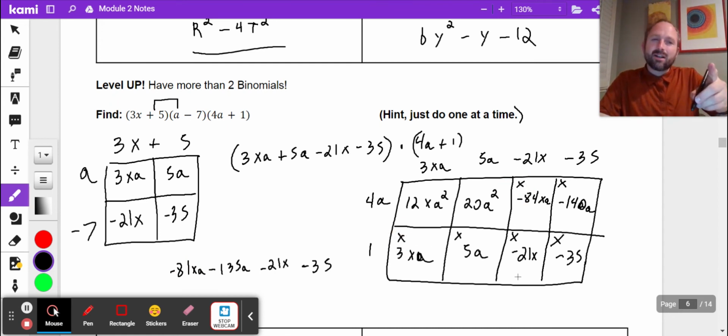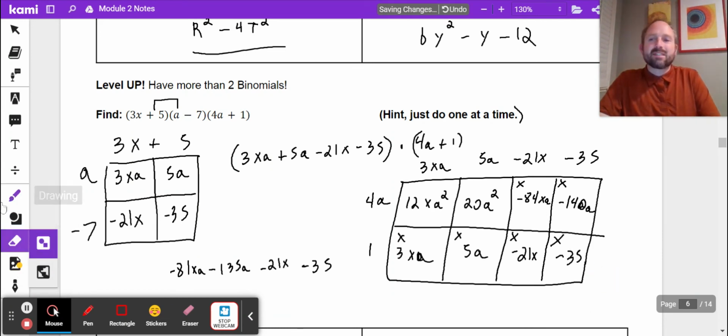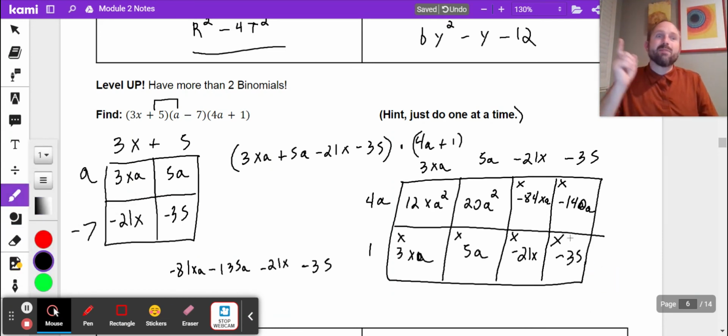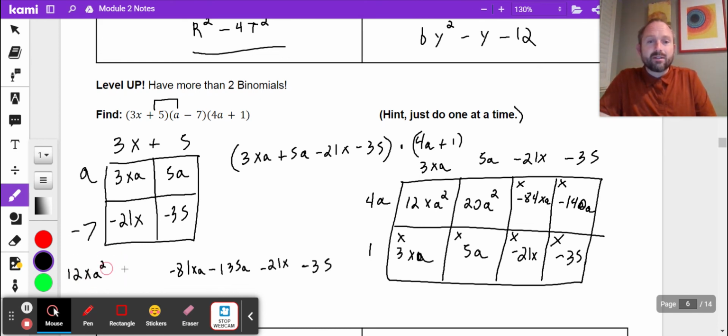Now the reason why I cross it, what I've been told in the past is, hey, just cross it out. But if we do that, then what if we made a mistake? We want to be able to see it and be like, oh, I made my mistake right here. All right, these are the last two right here, xa squared and a squared. They're the only monomials we can't combine, so we just write them out. So I have 12xa squared plus 20a squared.